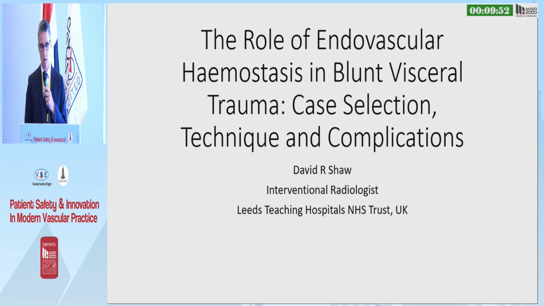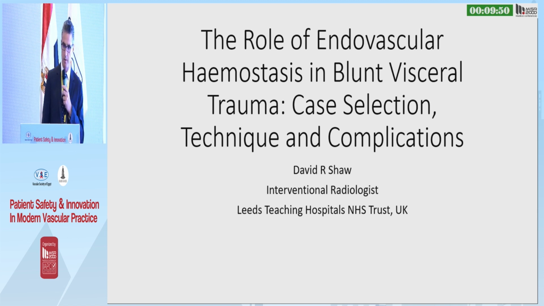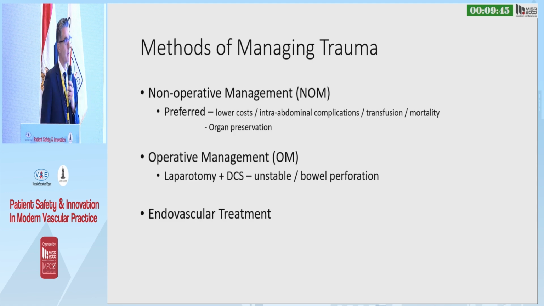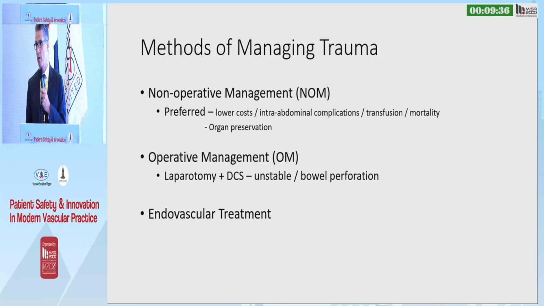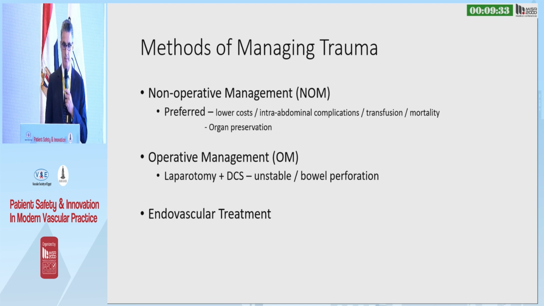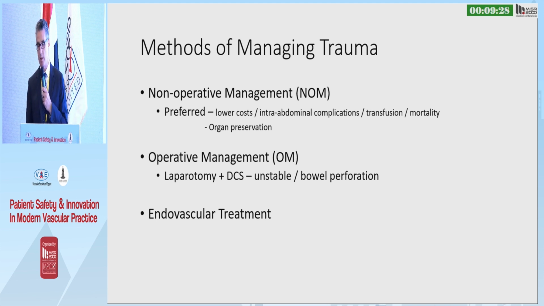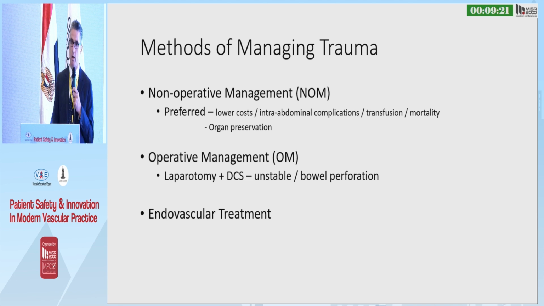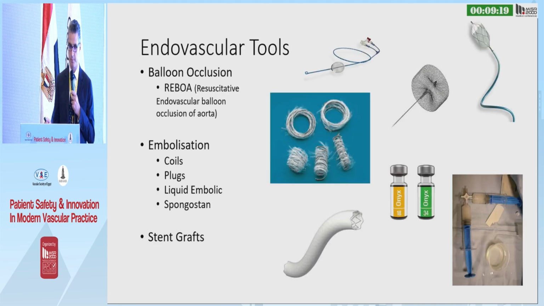I've been asked to talk about the role of endovascular hemostasis in blunt visceral trauma. I think patients find themselves in three broad categories when they undergo severe blunt trauma. Hopefully they can be in a group that doesn't really need much apart from resuscitation and supportive therapy. Some have no choice because of their extensive injuries or associated injuries, which mean that they must go for open surgery. And we now find there's a group of patients who are amenable to endovascular treatment.